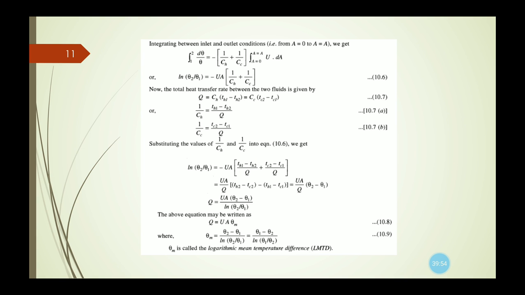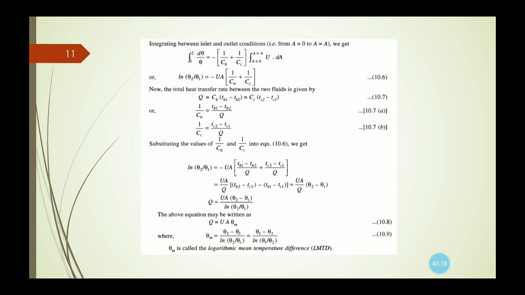If we integrate between the inlet and outlet conditions, that is from area equals 0 to area equals A, and theta between 1 and 2, then we get equation number 10.6, that is ln theta 2 by theta 1 equals minus UA times 1 by Ch plus 1 by Cc.